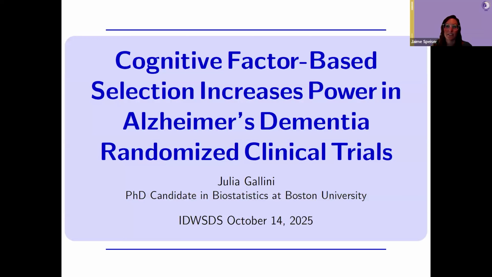Okay, and our next speaker is Julia Gallini, who is a PhD candidate in biostatistics at Boston University. Her research is focused on longitudinal modeling in neurodegenerative diseases, including Alzheimer's, dementia, and Parkinson's disease. Her methodological interests include state space models and joint longitudinal survival models. Julia is one of our Statistics and Data Science and Aging interest group ARISE finalists, which was a program that we launched to give early career researchers an opportunity to share their work. So congratulations on that, Julia, and we're excited to hear about your research today.